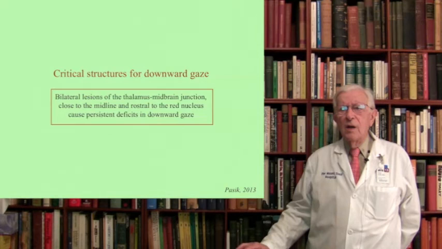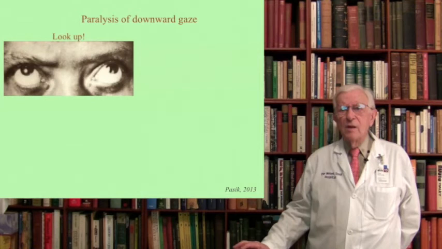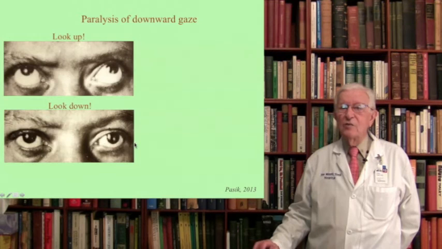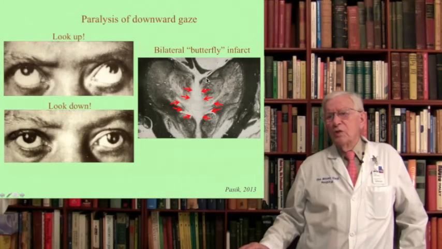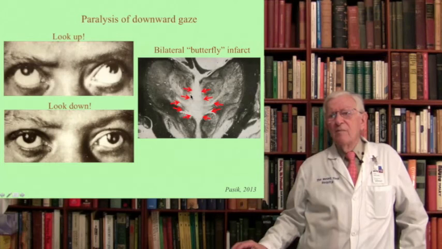that gives you already the result, but I want to show you the case. Look, this patient, you ask the patient, look up, and the eyes go all the way up. And then you tell the patient, look down. And the eyes stayed in the horizontal plane, all right? Cannot look down. Now, this patient came to postmortem and showed a huge lesion in a butterfly shape that involves many structures here. These are the red nuclei of the midbrain. So this is rostral and dorsal to the red nuclei, but involves also thalamus and so forth and so on.